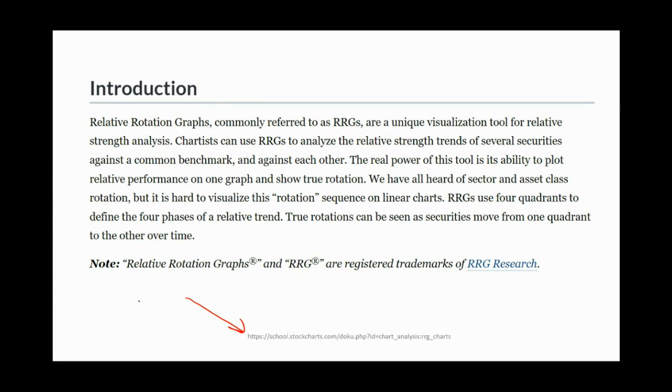We've all heard of sector and asset class rotation, but it's hard to visualize this rotation sequence on linear charts. RRGs use 4 quadrants to define the 4 phases of a relative trend. True rotations can be seen as securities move from one quadrant to the other over time. And this is important now because, as we talked about, the IFund is beginning to outperform the C and the S fund because the IFund isn't dominated by tech.